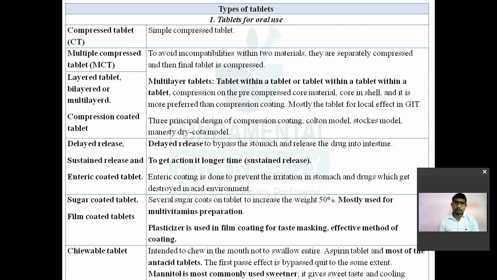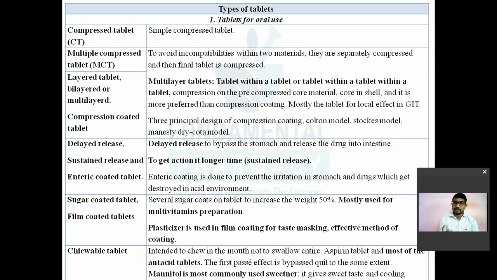So compression on a pre-compressed core material. For example, मतलब आपको एक पहला compression करना है, आपको compress करना है पहला एक ड्रग के साथ. मान लीजिए कि होता है ना मल्टी लेयर टैबलेट, कि उसमें क्या होता है कि 3 different kinds of drugs are there, so they are incompatible. Then how can you make a tablet of them? So you can make a tablet of them in different layers.